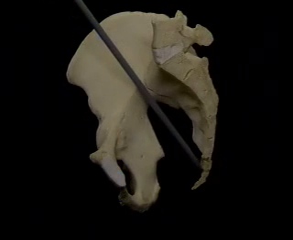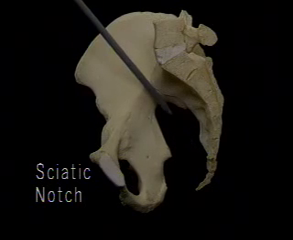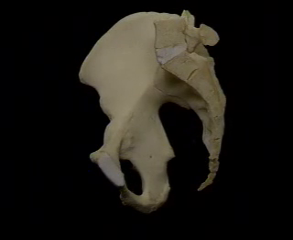This big gap between the sacrum and the hip bone is called the sciatic notch. It's bridged by 2 major ligaments, as we'll see shortly. Now, we'll look at some details of the hip bone.